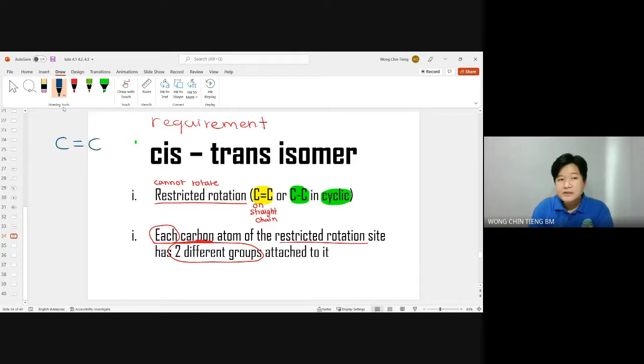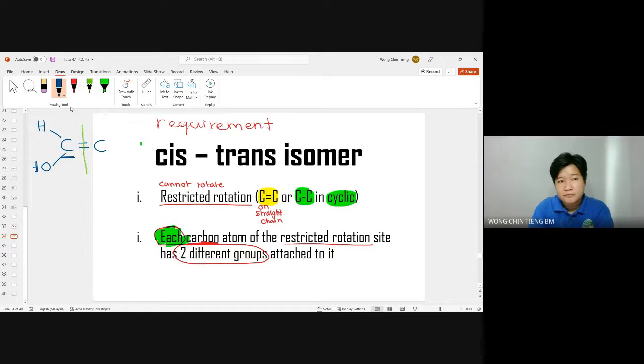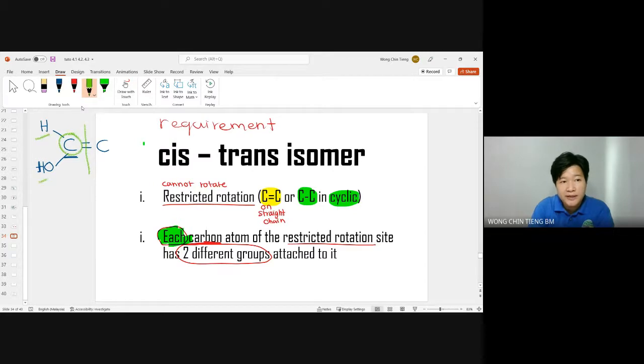Okay. The 2 different groups I meant is 2 different groups on each carbon. I started the word with each carbon. Carbon ini kena ada 2 kumpulan yang berbeza. Contoh, let's say hydrogen, OH. Alright, hydrogen, OH. Nampak tak? Dia pegang 2 kumpulan yang berbeza. Setuju?